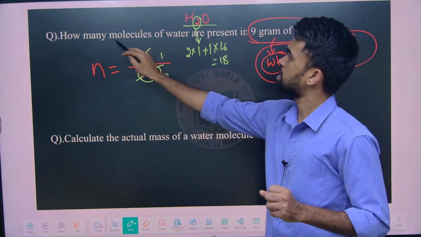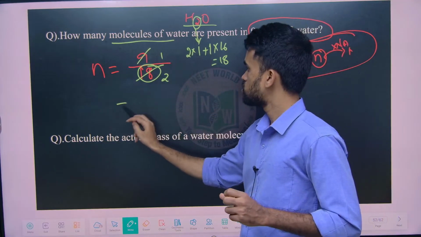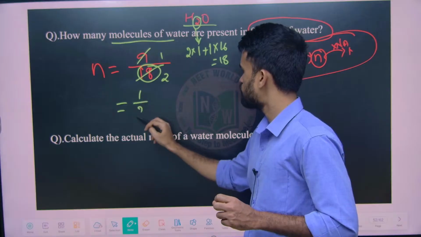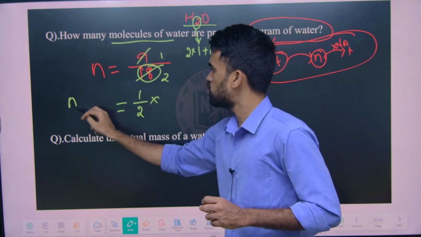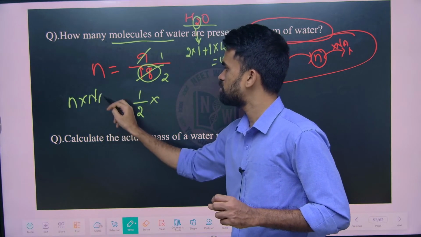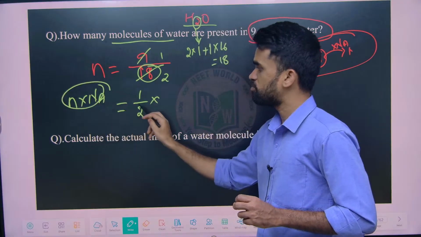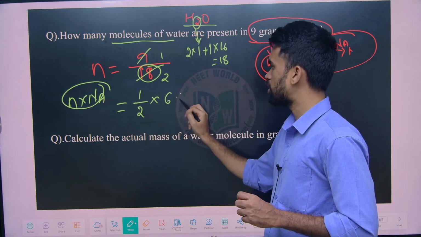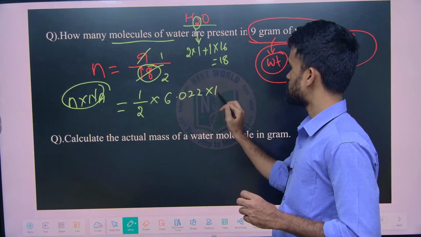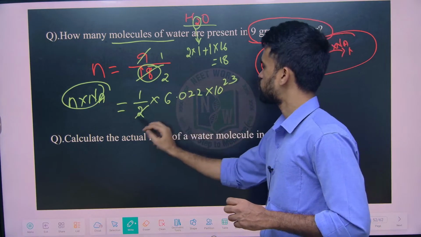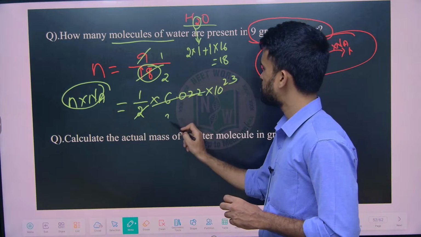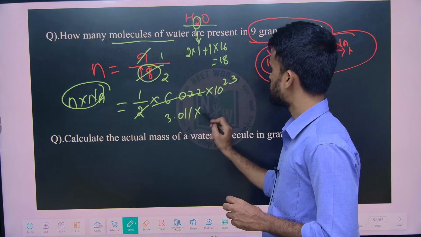They are asking for molecules, not moles. So half a mole we got. Number of moles into Avogadro number gives you the number of molecules. So half a mole, multiply with Avogadro number, 10 power 23. So what is your final answer here? It will be 3.011 into 10 power 23.